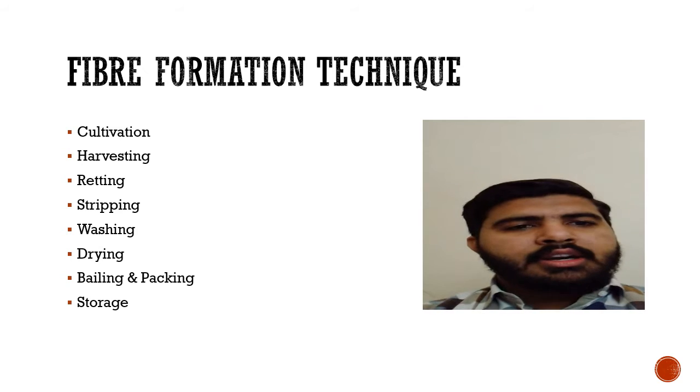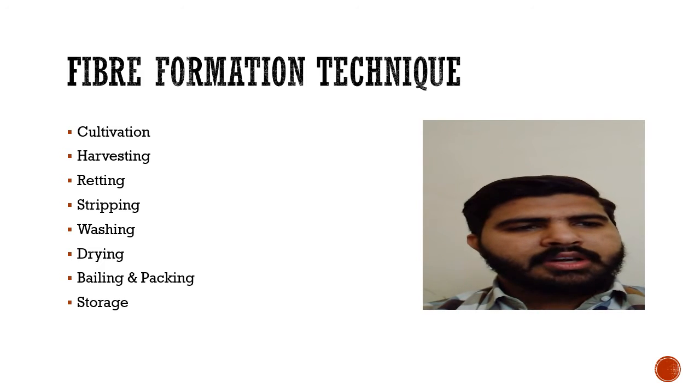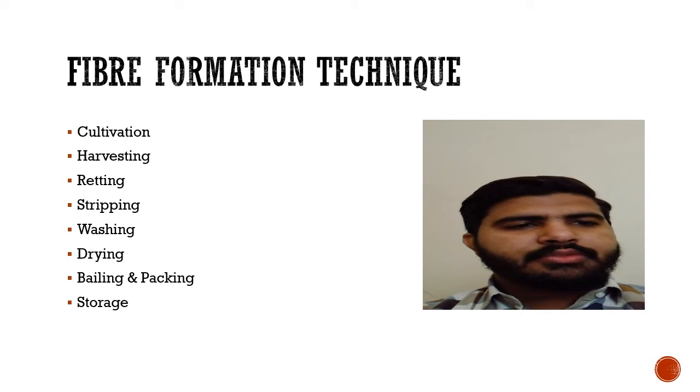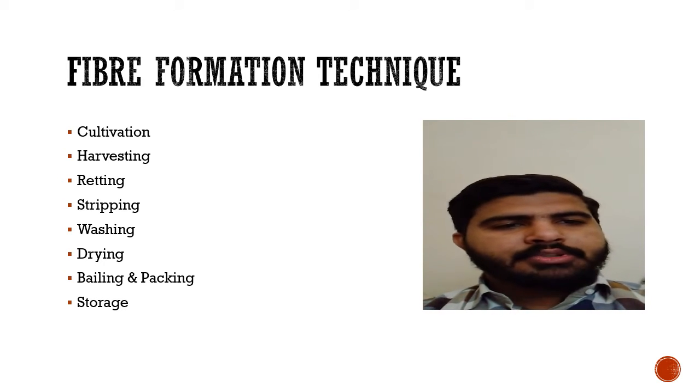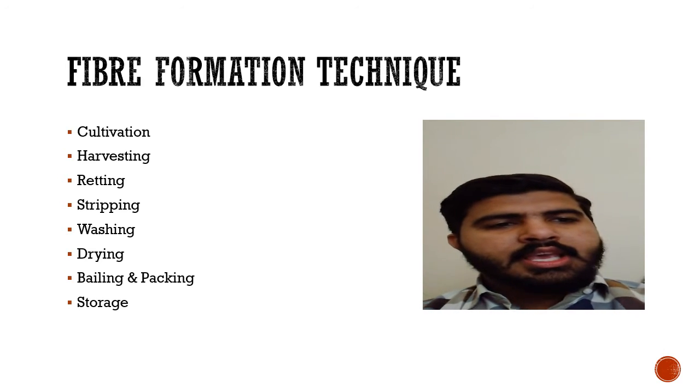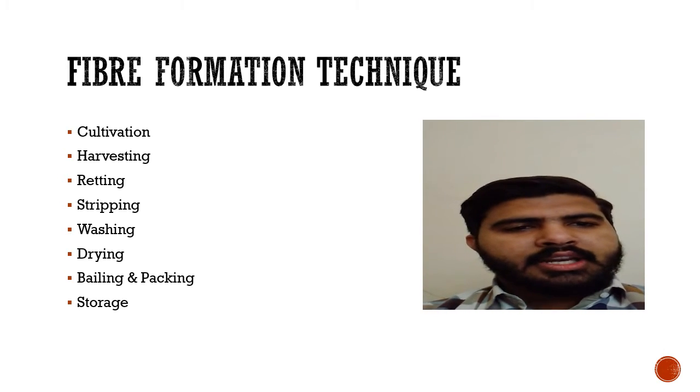Then further, jute fiber formation techniques are given. As we know, jute is a natural fiber, so there is a natural process through which the jute fiber is formed. There is no method to prepare jute fiber synthetically or man-made. These processes are cultivation, harvesting, retting, stripping, washing, drying, baling, and packing, and at last the storage.